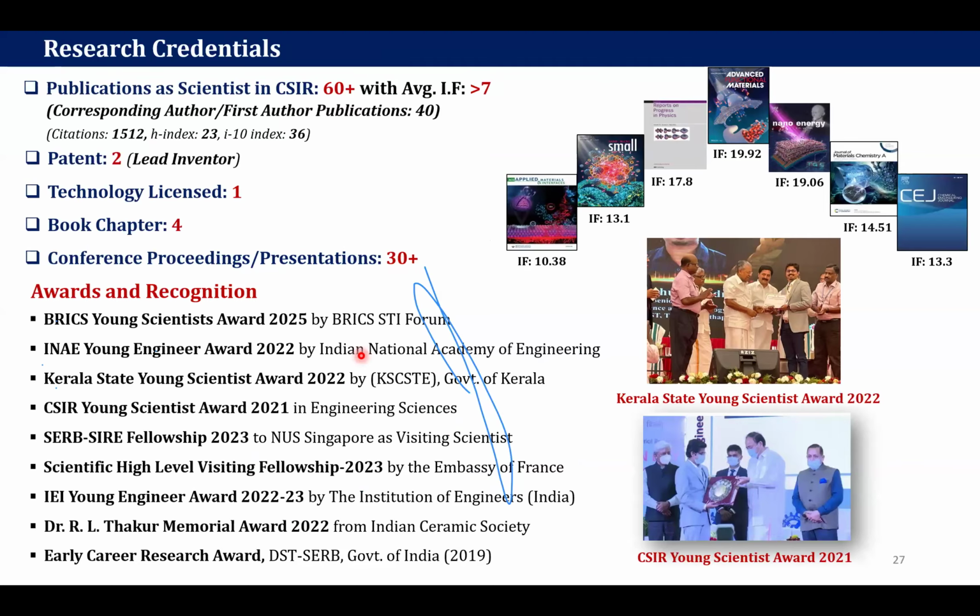These are research credentials. As a scientist in CSIR, I have published more than 60 papers with an average impact factor of more than 7. Then 2 patents, 1 technology licensed, 4 chapters, and conference proceedings around 30 plus. Awards include the BRICS Young Scientist Award, the International Academy of Engineers Young Engineer Award, the Kerala State Young Scientist Award, the CSIR Young Scientist Award, and so on. Some of the publications from our group are showcased here.